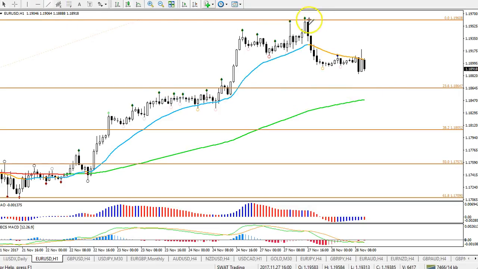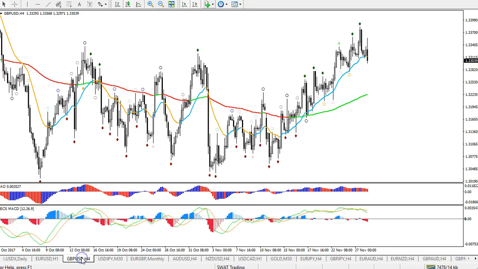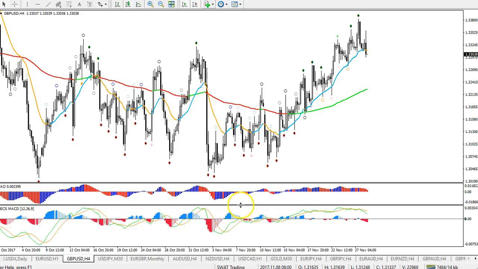If price does bounce, another good thing could be to keep an eye on this trend line. Right, price would have to break above that trend line for a breakout to the upside. And that's it for the euro dollar at the moment. Let's take a look at the pound.